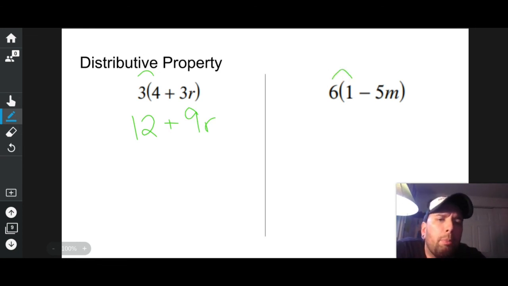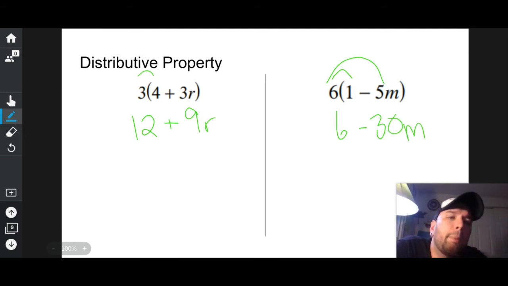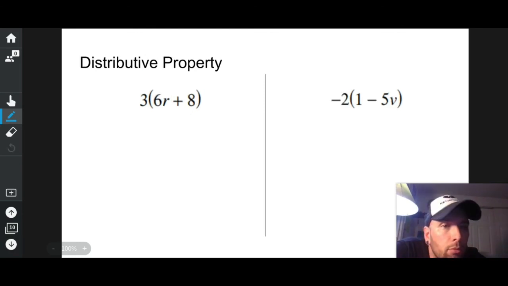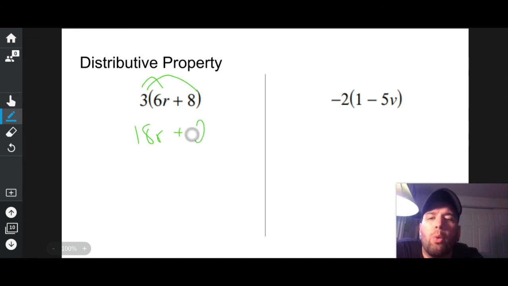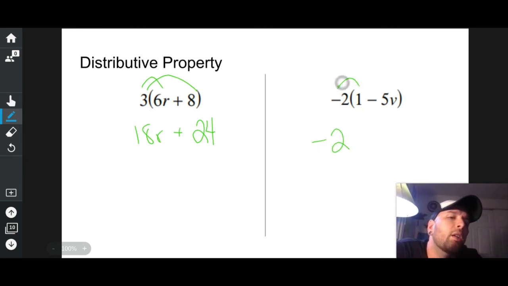6 times 1 is 6. 6 times -5 is -30, and m comes along for the ride. Okay. 3 times 6r is 18r. 3 times 8 is 24. Do they combine? No. -2 times 1 is -2. Be very careful. -2 times -5 is positive 10v.